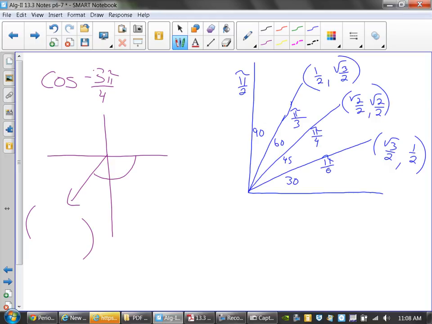Third quadrant. Your ordered pairs in the third quadrant are what? Negative, negative. Yeah, they're both negative. Cosine's negative, sine's negative, your x value is negative, your y value is negative. Everybody agree on that? Okay.